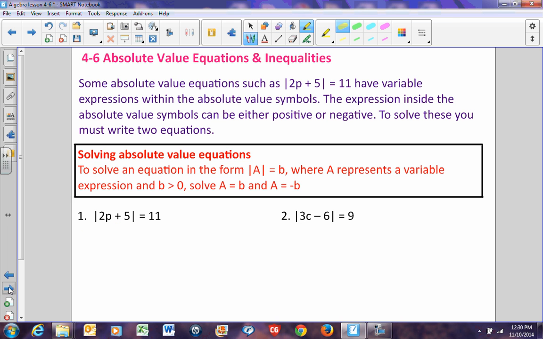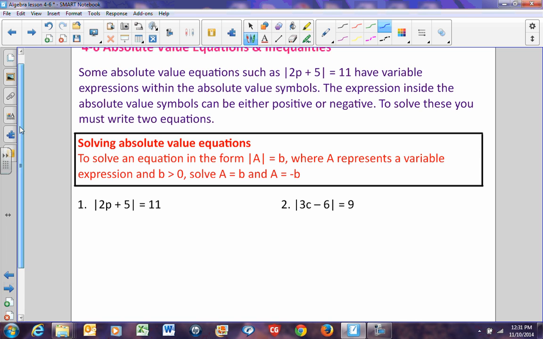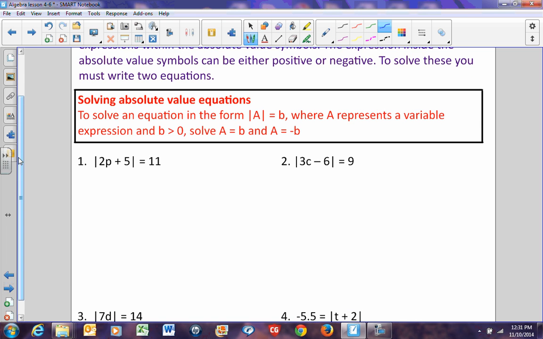However, when we get a little further on, we can see that we have other numbers inside the absolute value symbol. To solve an equation in this form, you solve it so that it equals the positive and it equals the negative. To solve an equation in the form of the absolute value of a equals b, where a represents a variable expression, not just a single variable, and b is greater than 0, solve a equals b and a equals negative b. What does that mean in people terms, not math terms?